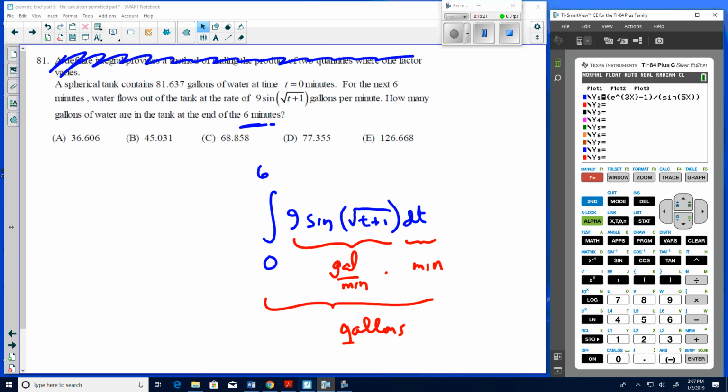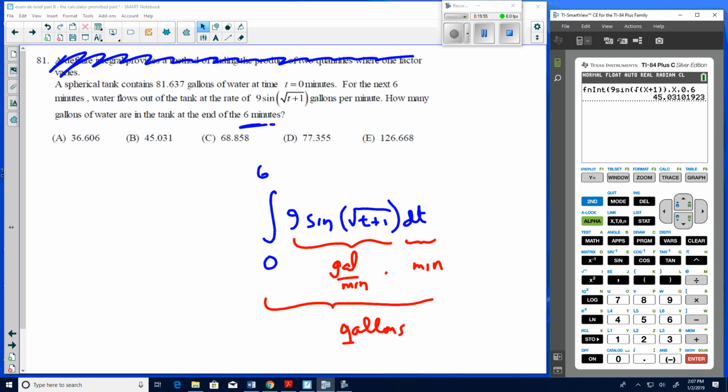Let's go ahead and we'll just go straight to our, now to do a definite integral, it's math 9. So we put in the function that we're trying to integrate, 9 times the sine of the square root of t plus 1, I'll use x. Right, it's a dummy variable, closes the radical, closes the sine, comma, the variable is x, comma, lower bound, comma, upper bound. Okay, so 45 gallons flow out.